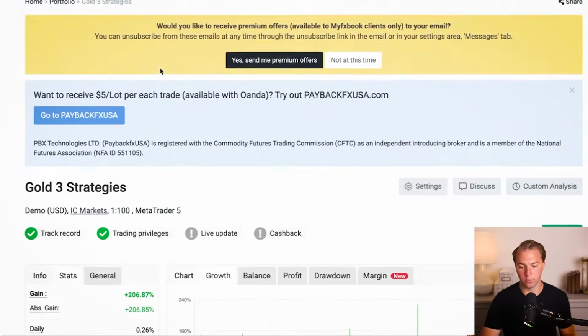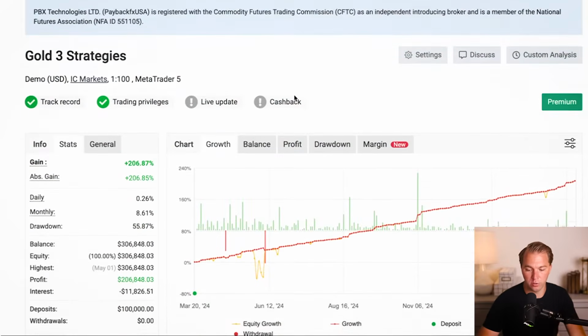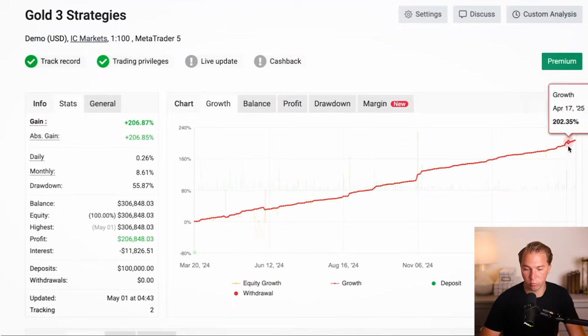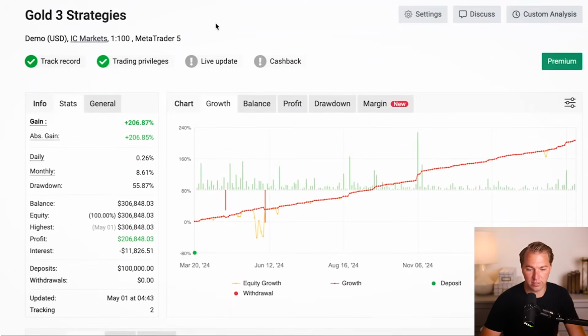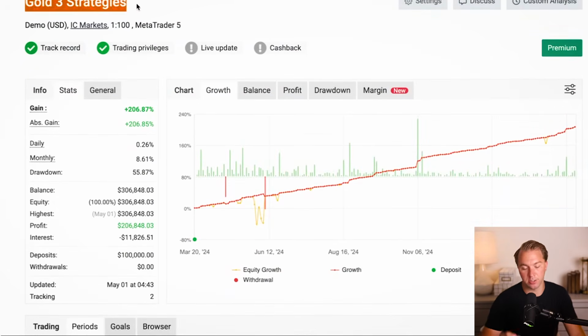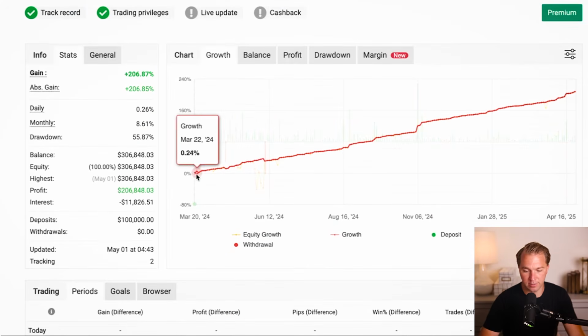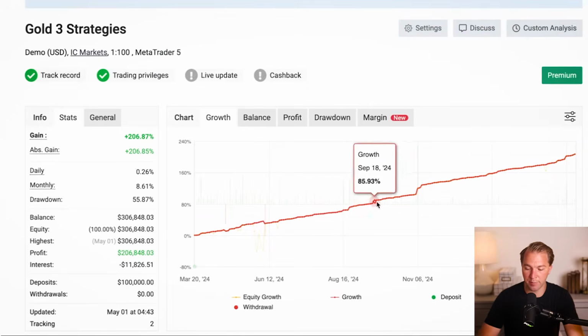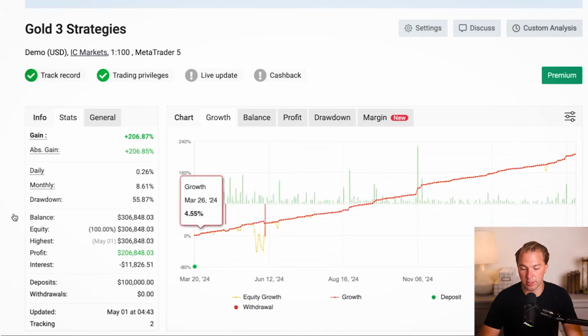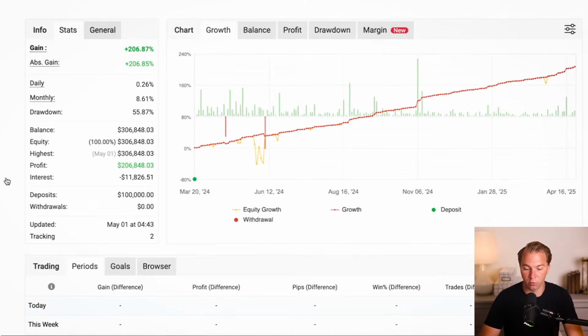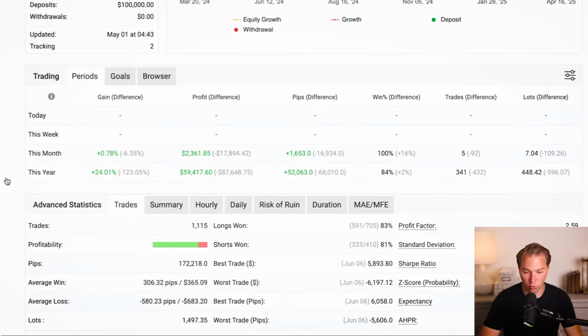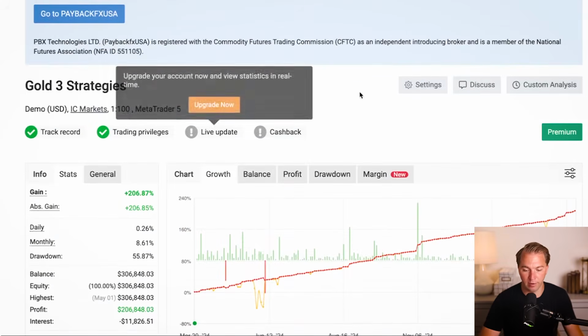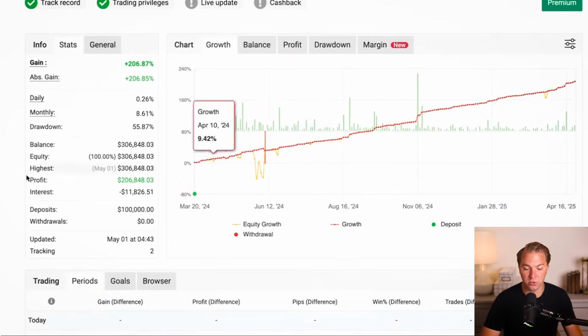Okay, so now that you've seen sort of how everything gets set up, I want to show you some examples in the real world of this working. So as an example, in our MyFX book account, this is gold 3 strategies. So exactly what we're talking about, range, reversal, trend. This has been running since March of 2024. So over a year of data here, 200% gain. This continues to be re-optimized and to stay in line with market conditions and continues to grow. And this is running just gold. So it's not diversified on the pair level, but it is diversified on the strategy level.